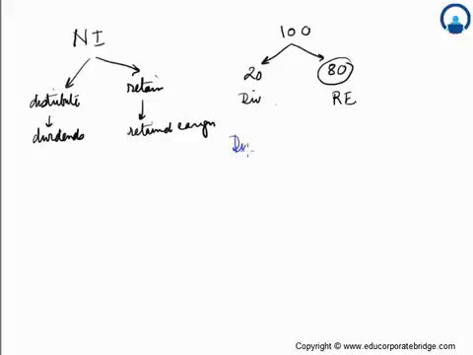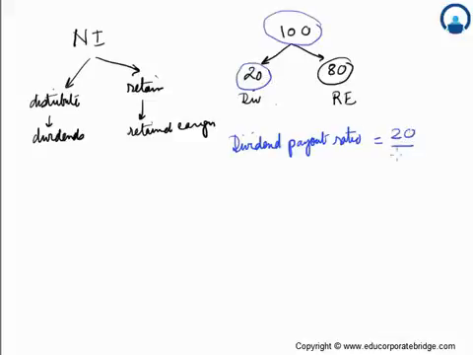What will be the dividend payout ratio in this case? Now think about it, it's very simple. It would be simply the dividends that you have paid divided by your net income. So that will be defined as 20 divided by 100. So here in this case your dividend payout ratio is 20%.